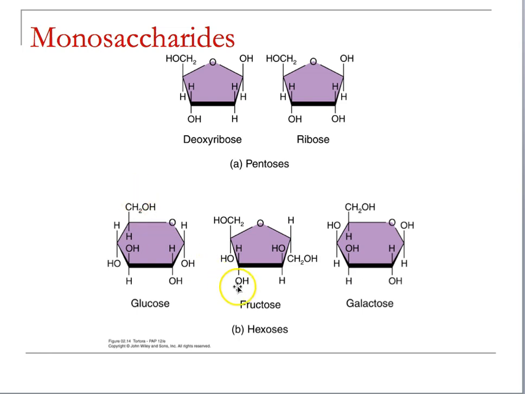Now let's take a look at the hexoses. Notice hex is for 6. Try and count the 6 carbons on this. If you know how to do that, you're doing better than most on the face of the planet. And if you don't, you should ask that question in class.